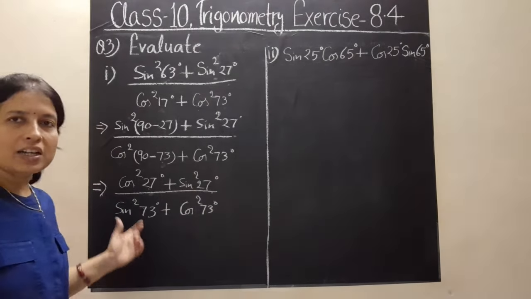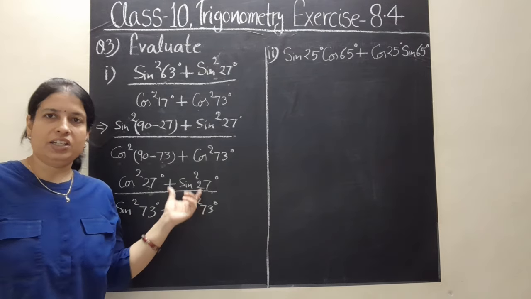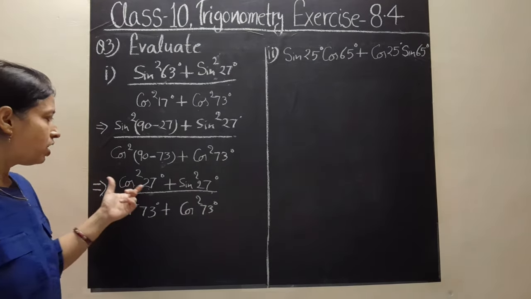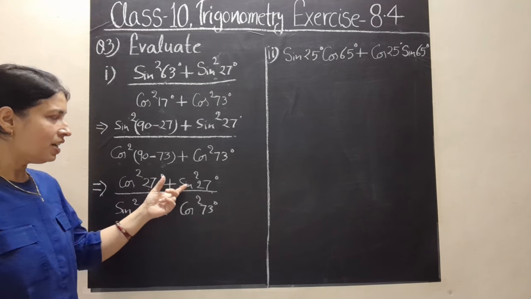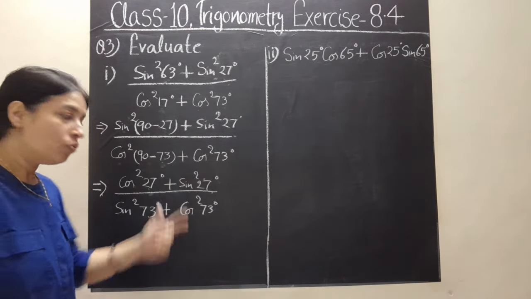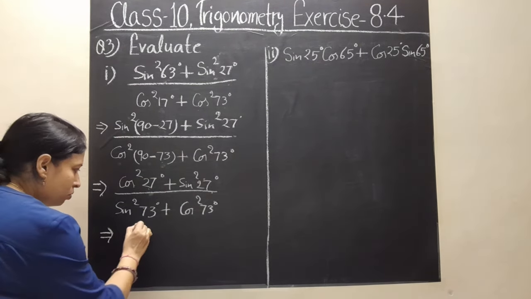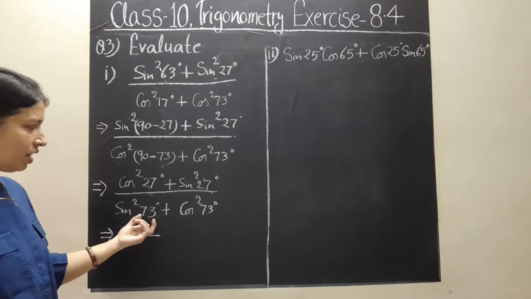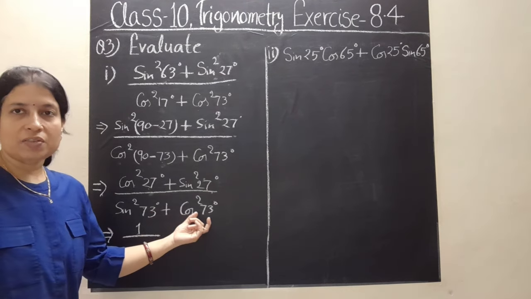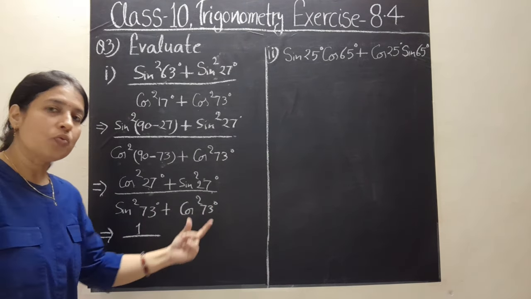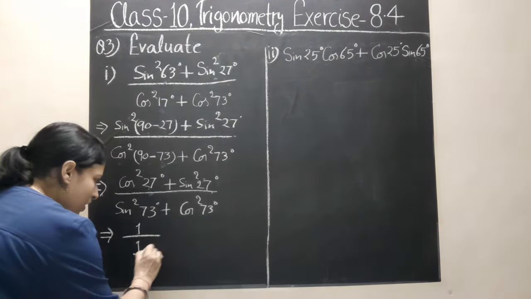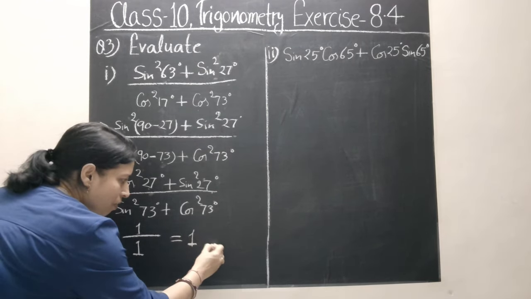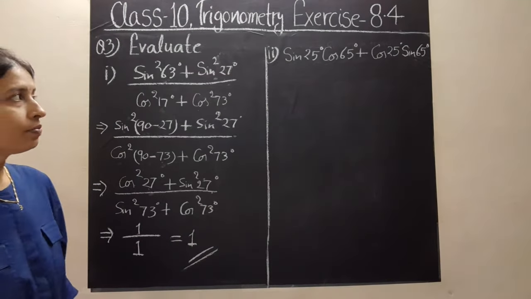And you know that sin square A plus cos square A is equal to 1. So here cos square 27 plus sin square 27 will be 1. So we can write 1 divided by sin square 73 plus cos square 73. This will be also 1. So 1 divided by 1, so you will get answer 1. This one is your answer.